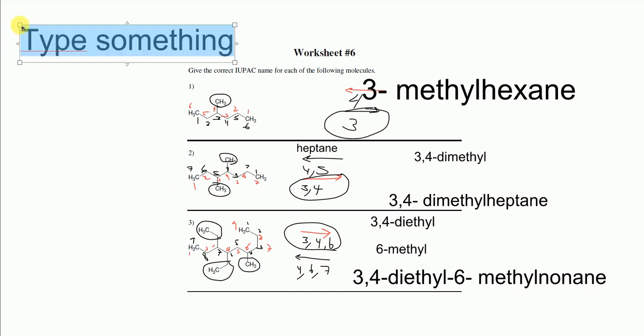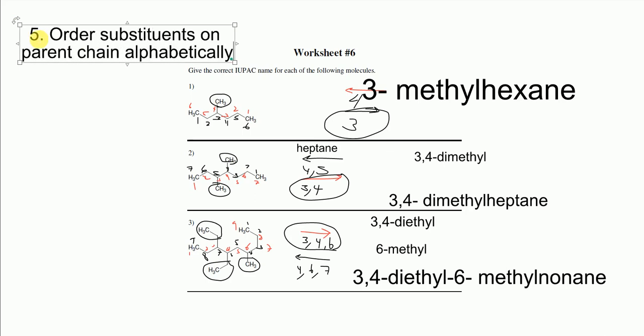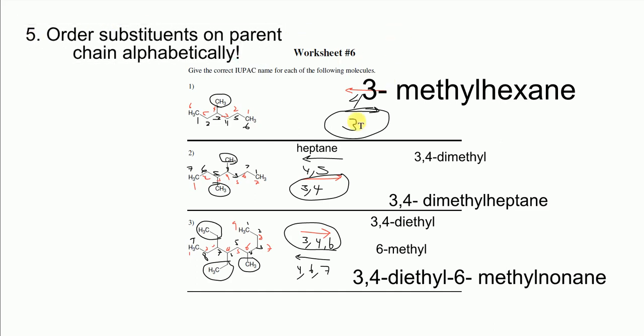So I'm just going to put up here the last rule for now: order substituents on the parent chain alphabetically. Okay, so that's the next rule for now. Okay, so let's choose some hard problems.